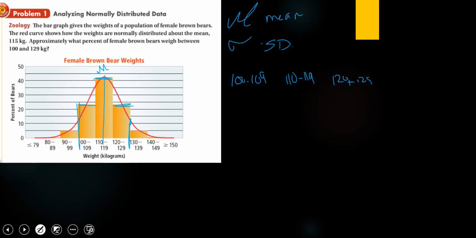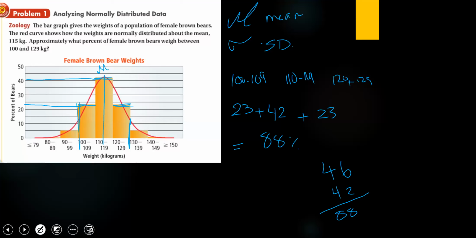Now, from 100 to 109, look at this number here. We can read it approximately as 23. Plus, from 110 to 119, it is 42, we can say, or 41. And from 120 to 129, it's also 23. When you add them now, you will find that 80% of the female brown bears weigh between 100 and 129.